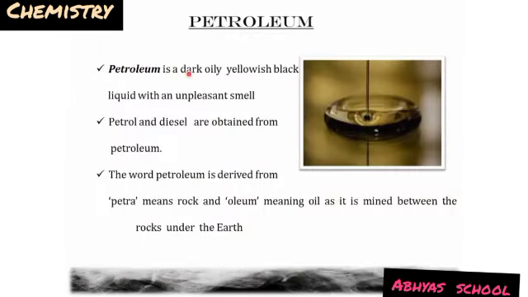Petroleum is a dark, oily, yellowish black liquid with an unpleasant smell. We know about petrol, which is used as a fuel in automobiles like cars, motorcycles, etc. Petrol and diesel are obtained from the natural source petroleum. The word petroleum is derived from the Latin word petra meaning rock and oleum meaning oil, as it is mined between the rocks under the earth. That is, petroleum is obtained from the rocks inside the earth. That is why it is called petroleum. Petra meaning rock and oleum meaning oil.